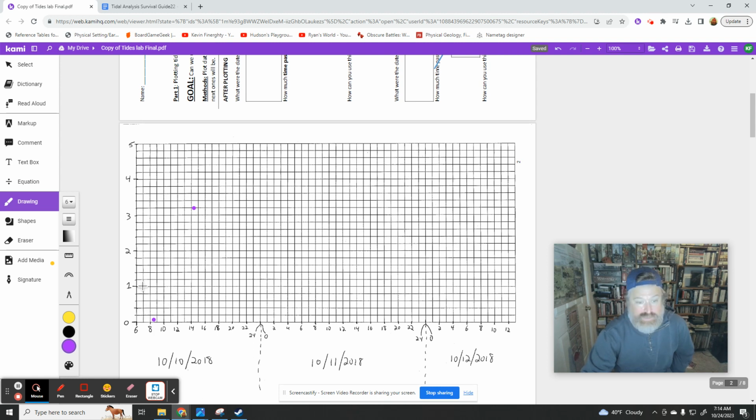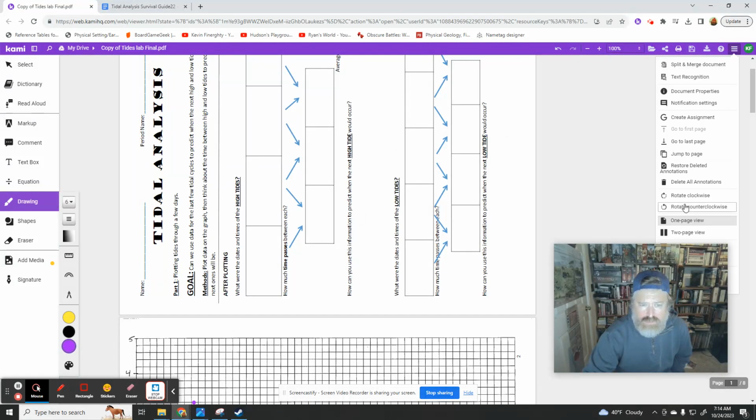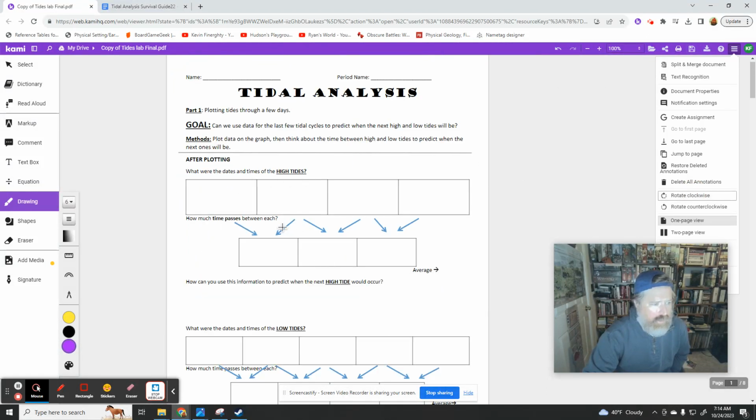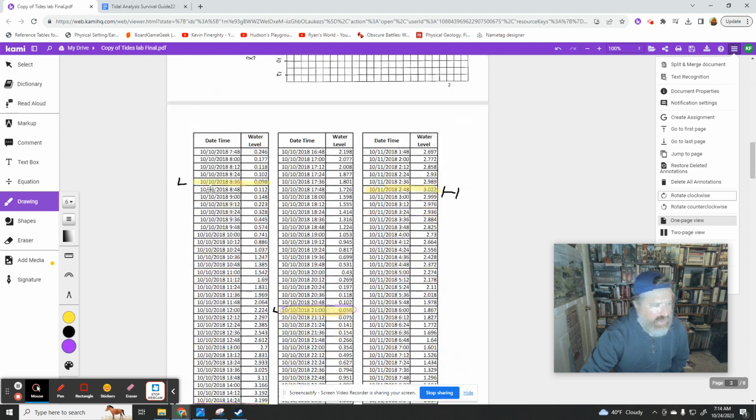So that's going to be job number 1. Job number 2 then is going to be, how can we figure out how far apart these different tides are? So what are the dates and times of the high tides? All you got to do is go back and steal that. You've already done it. So dates and times, we don't need the water level there. What we're trying to do is think about how far apart they are.